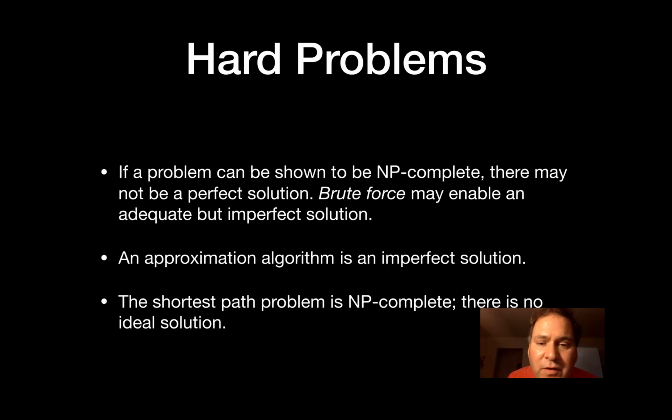If a problem can be shown to be NP-complete, then there may not be a perfect solution. And this is where brute force may enable an adequate but imperfect solution. And an approximation algorithm is an example of an imperfect solution. The shortest path problem is NP-complete. There is no ideal solution.